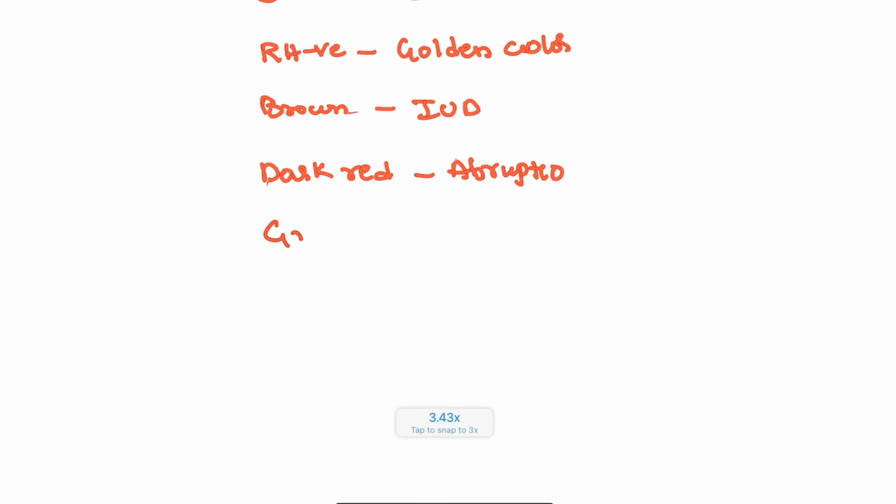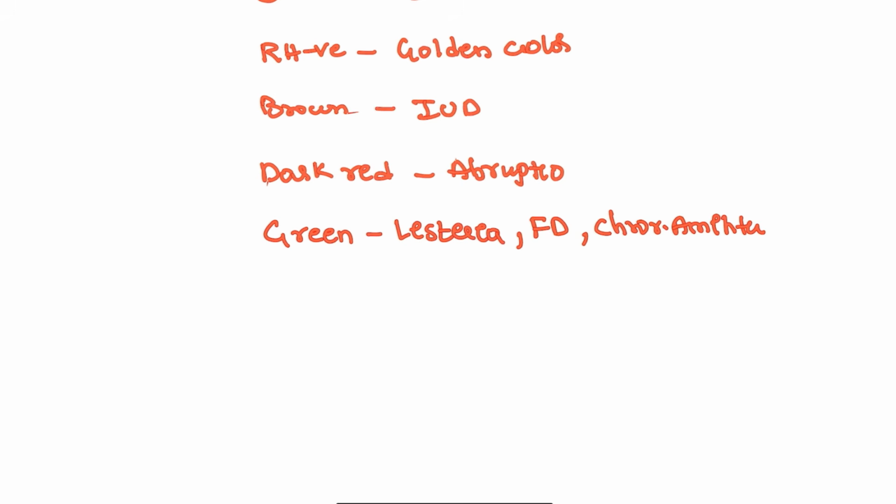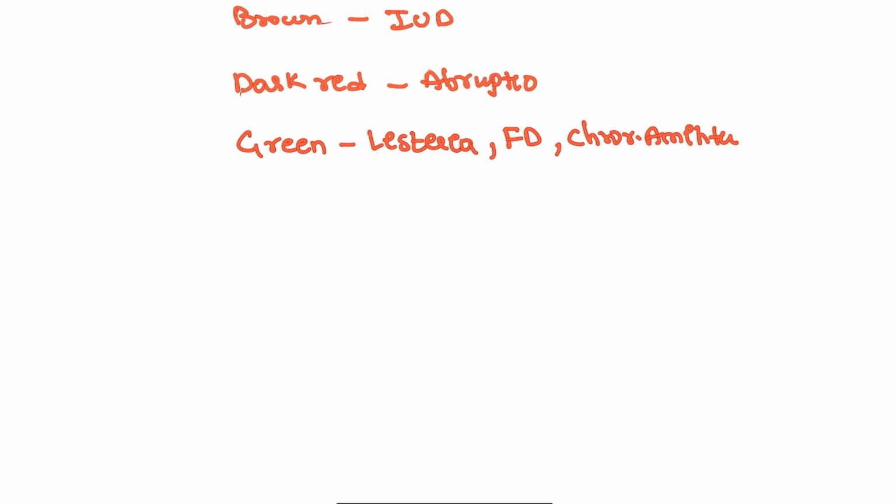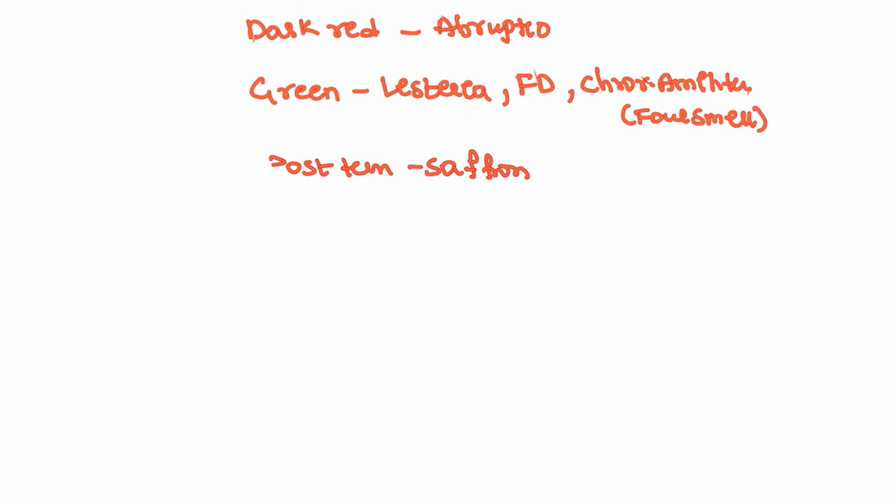Green color is like an infection seen with listeria, and also fetal distress and chorioamnionitis. In chorioamnionitis you are also going to see a foul smell. And in post-term babies, it is the saffron color.